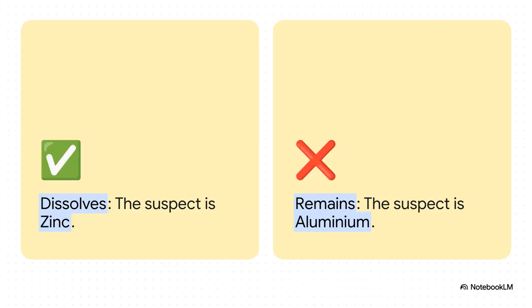To finally distinguish between our last two suspects, we switch our chemical agent to aqueous ammonia. Now, if we add it in excess and that white precipitate dissolves, we've unmasked zinc. If it stays put and refuses to dissolve, then our culprit is aluminum. It's a perfect process of elimination.